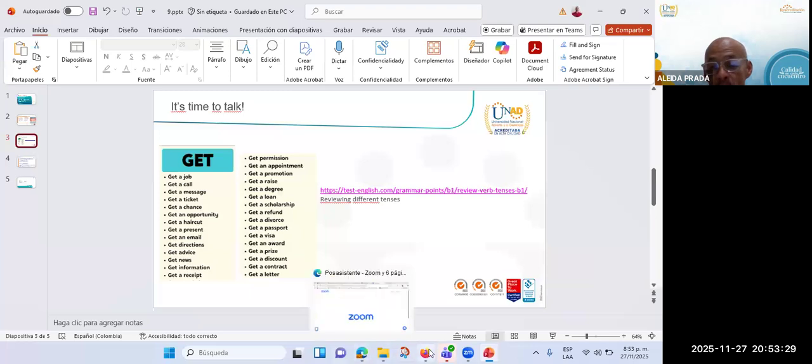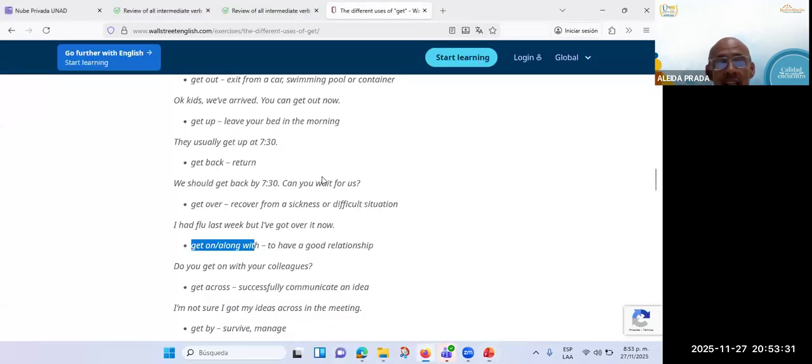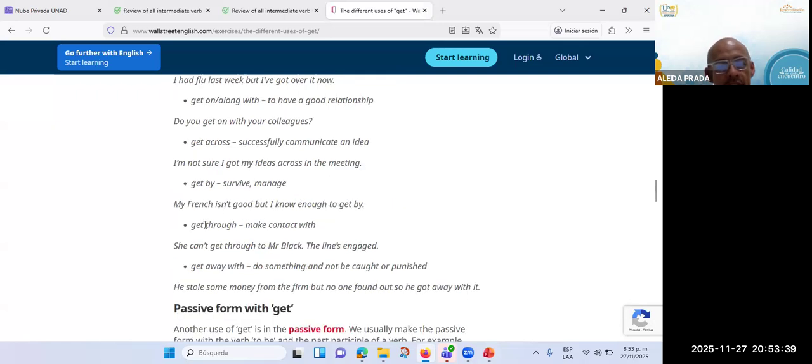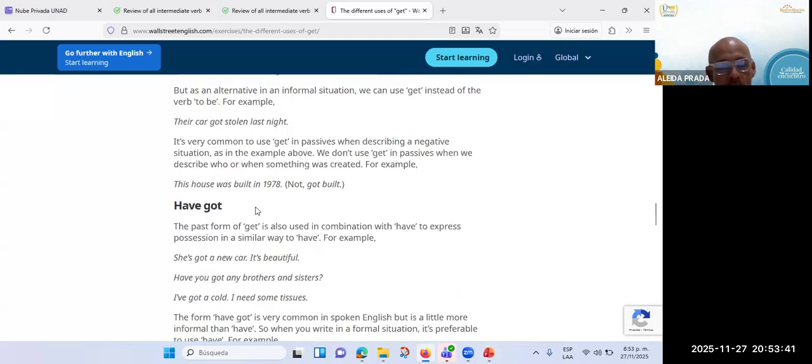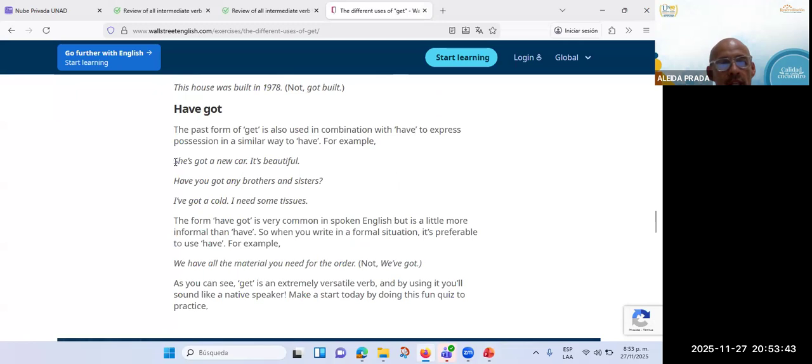And this is very important, to understand and to use the verb get, no? The verb get, with collocations, with phrasal verbs. And here we have another example. Sometimes we can find expressions or sentences like this.